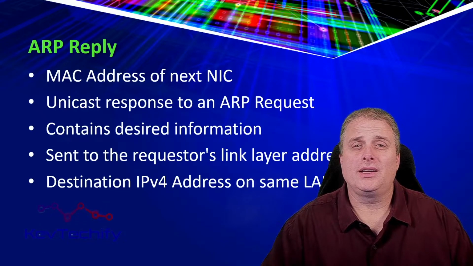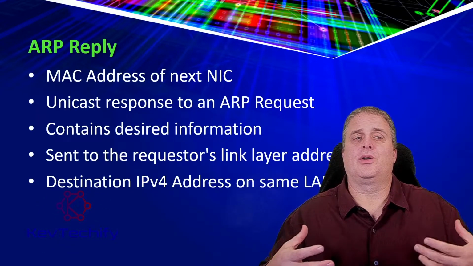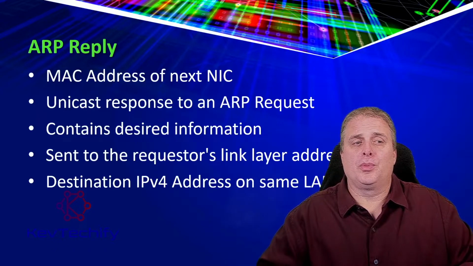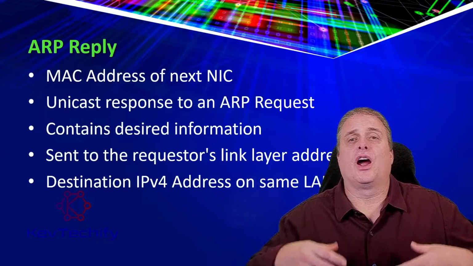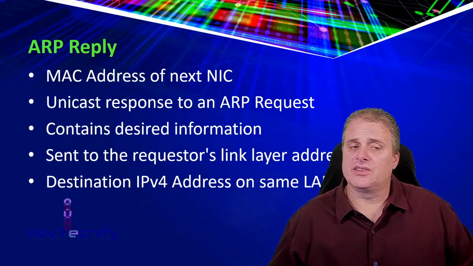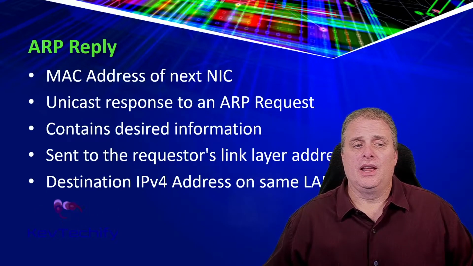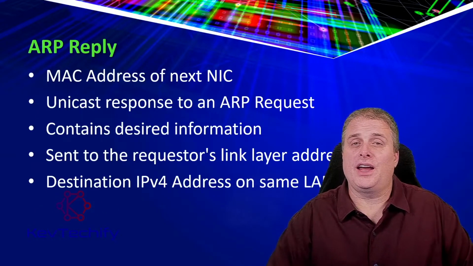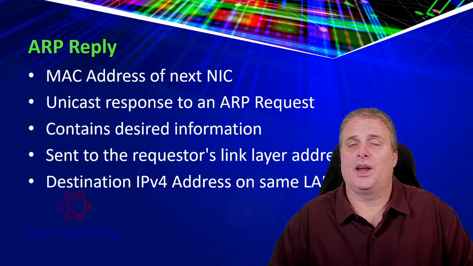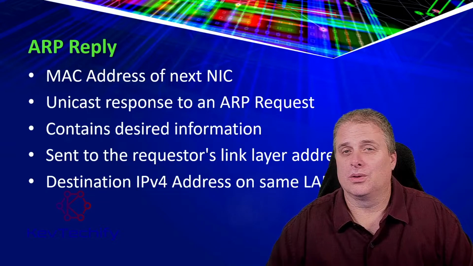An ARP reply is part of the process of finding out the MAC address of the next NIC, the next network interface. An ARP reply is a unicast response to an ARP request. So somebody made a request, let's respond back to it. It contains the information that is needed. It's sent to the requester's link layer address. It's sent to that MAC address, and it's the destination IP version 4 address that's on the same local area network.